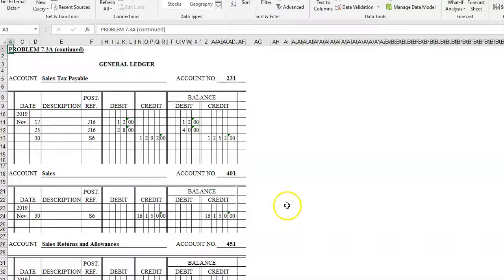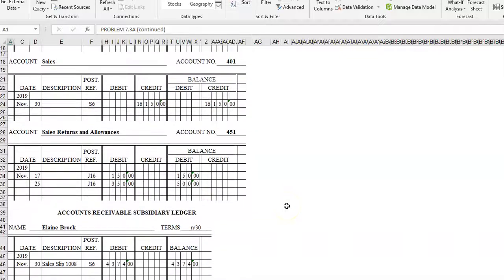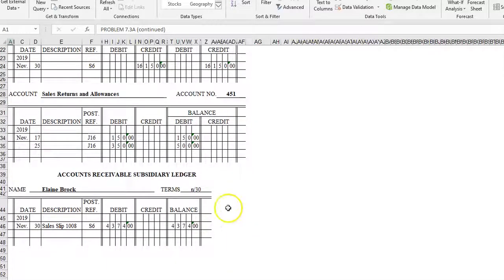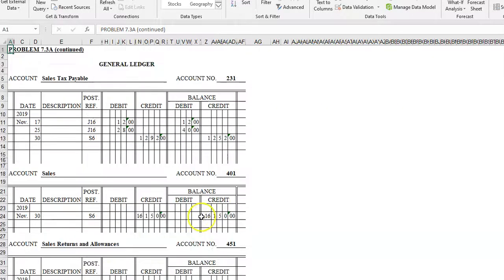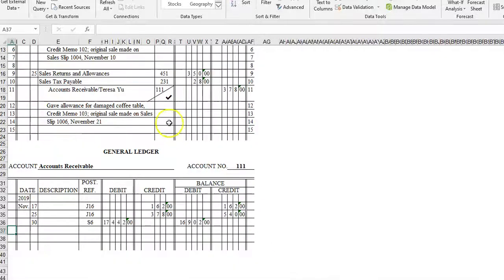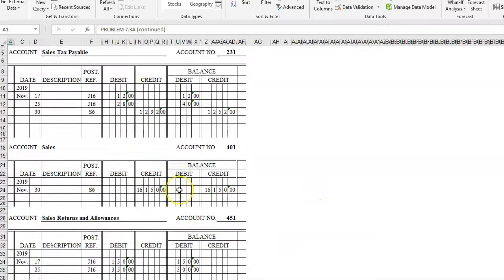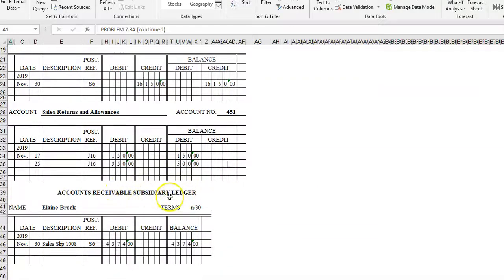Sales tax payable, sales, sales return and allowances, and accounts receivable subsidiary. This is where it gets individual by name. That's where the check mark comes in along in the general journal. Back here, this check mark means it was posted not only to account number 111 because it's accounts receivable, but it was posted to a subsidiary ledger, and that's a really good example right here. That is a subsidiary ledger. The person's name. That's where the check mark comes into play.